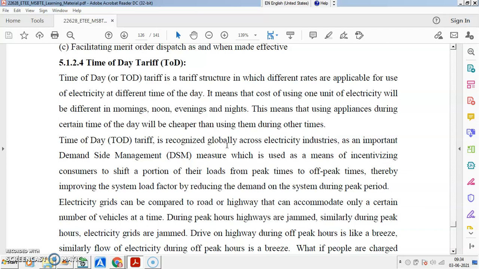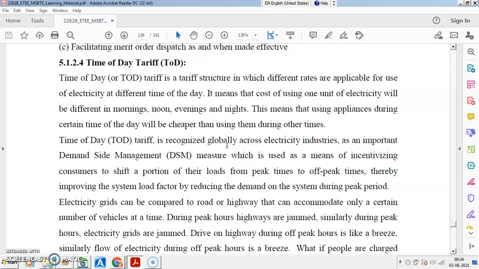So because of this, the heavy demand during peak hours will get shifted to off peak hours. This shifting of load from peak hour to off peak hour makes the load curve flatten. So it reduces the jam. It reduces the congestion on the transmission line. So it uses the maximum capacity of the transmission line. It reduces the losses of the system.